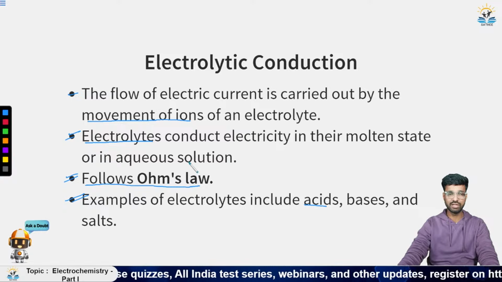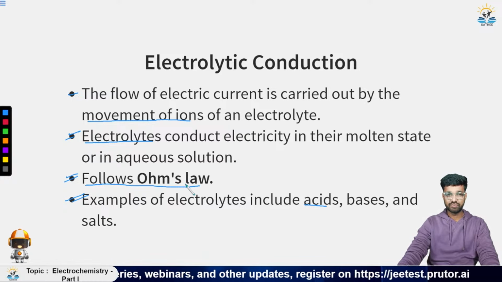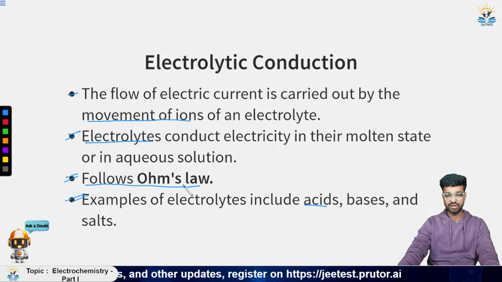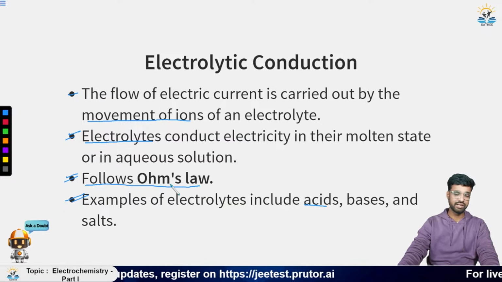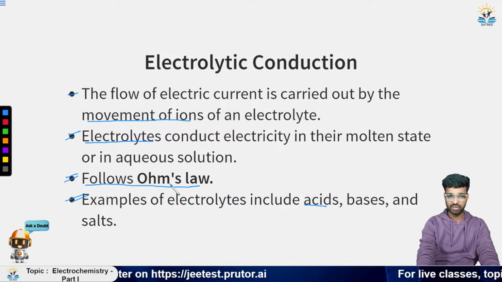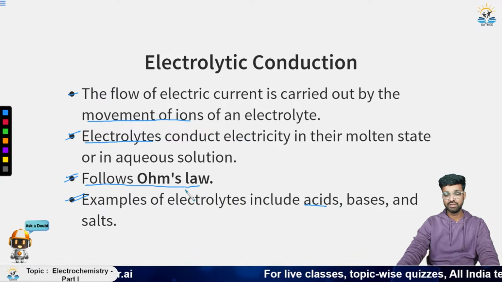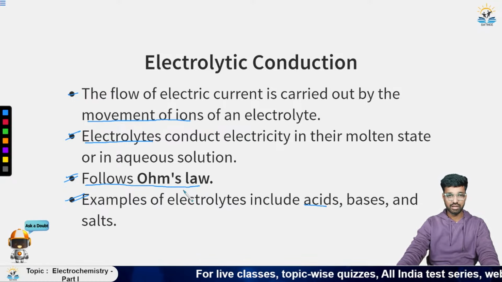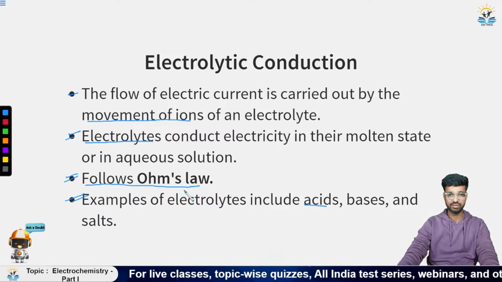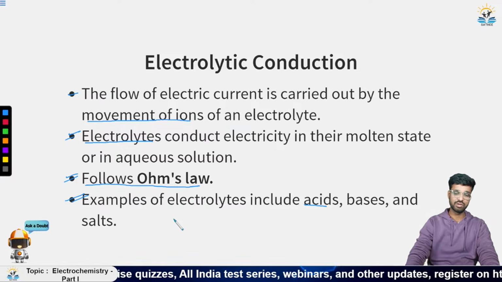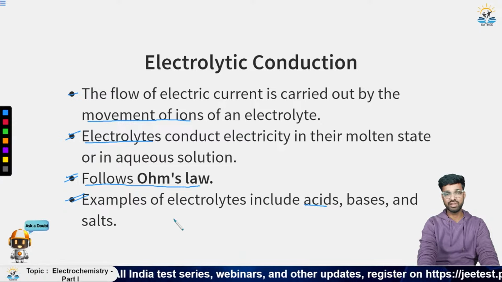Now, depending upon the nature of the electrolyte, whether it is strong or weak, the amount of current that will pass will depend. You know very well that strong electrolytes dissociate completely, while weak electrolytes like weak acids and weak bases dissociate only up to a certain extent. So they conduct less electricity. Keep these things in mind. We will use those concepts of ionic equilibria in this chapter also.